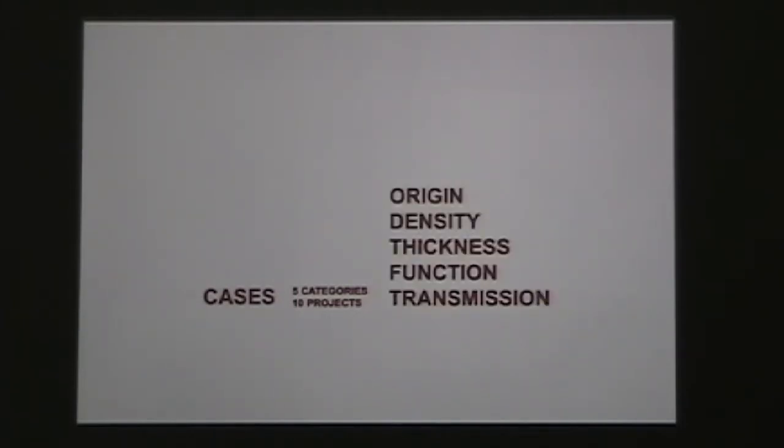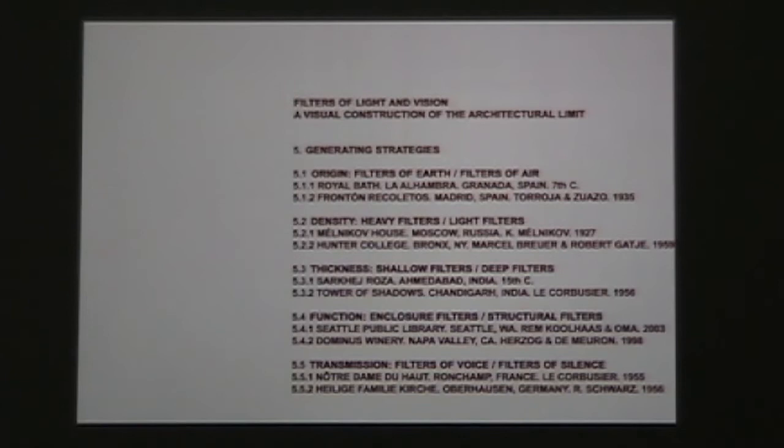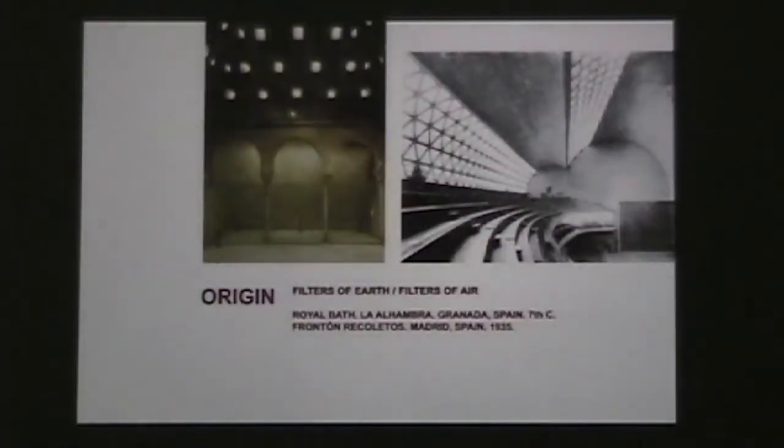A summary of these categories are, as you can see, the origin, the density, the thickness, the function, and the transmission. Here you have again a summary of how the chapter develops and divides into different sections, and we'll go again over these examples to give a better idea. The first category is origin. Then I make a distinction between filters of air and filters of earth.